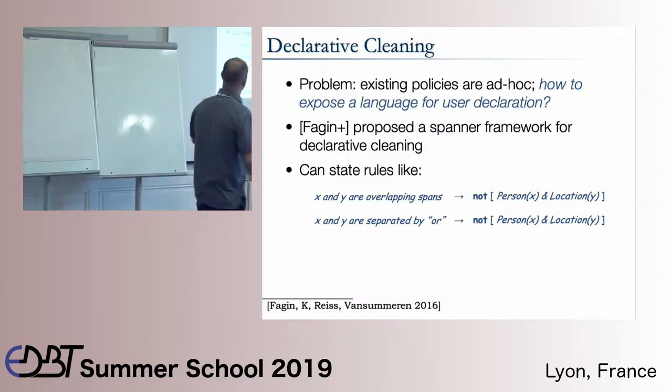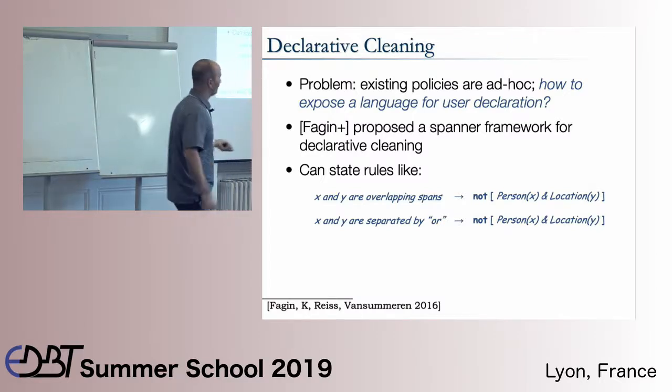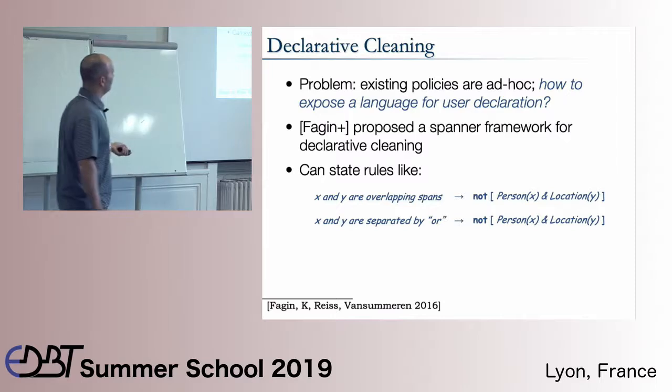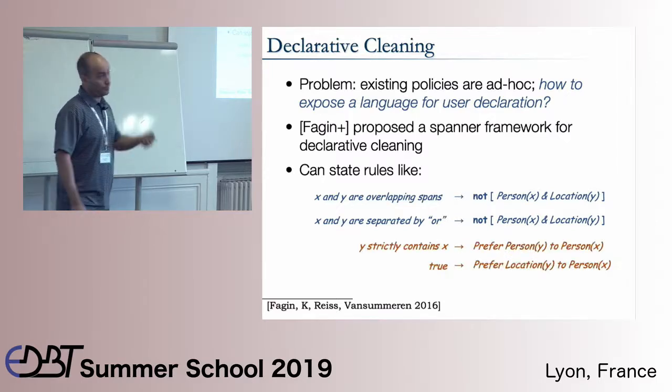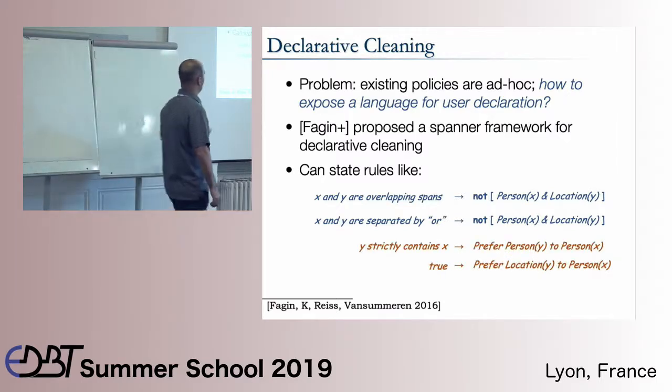And whatever comes to mind or matches the logic, like if x and y are separated by the word "or", then it cannot be the case that one is a person and one is a location. Okay, so it's just a constraint language. And you also need to specify preferences.